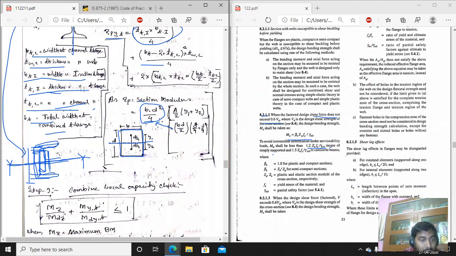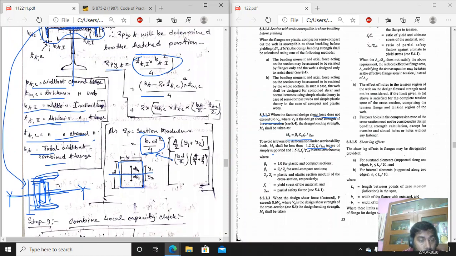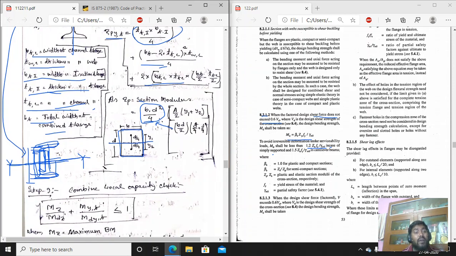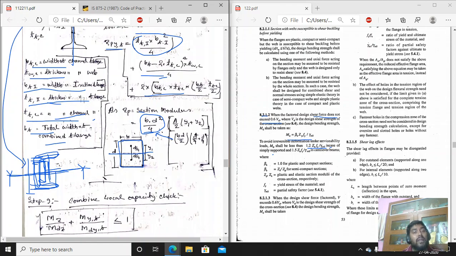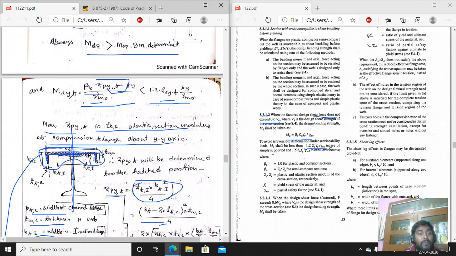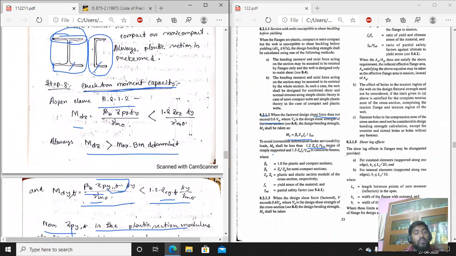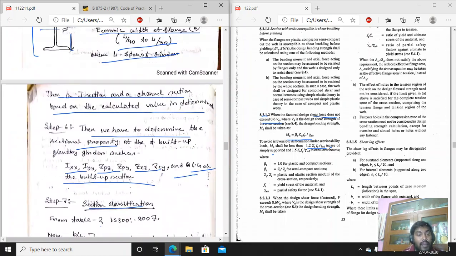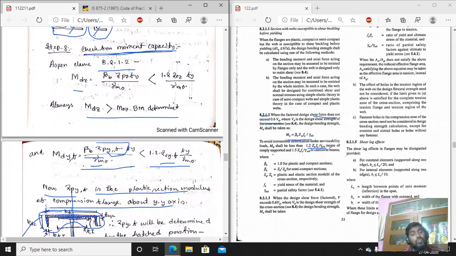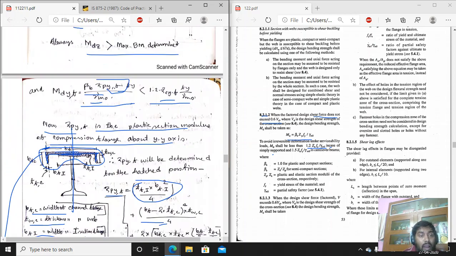Dividing all the values, for the flange of the channel we have to determine the section modulus. You can see for two flanges, it is 2 into area into the CG distance. So this is the formulation for calculating the ZpYF. We will put the values there and determine the ZpYF. ZeYF, I think you know, is the total section modulus ZeY we have determined here. So we have calculated the MdYF.